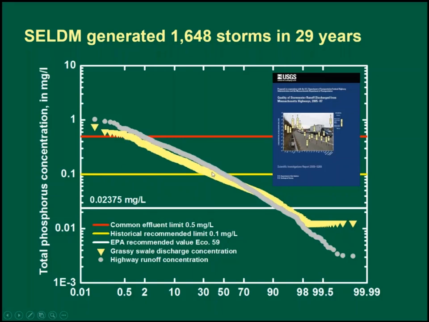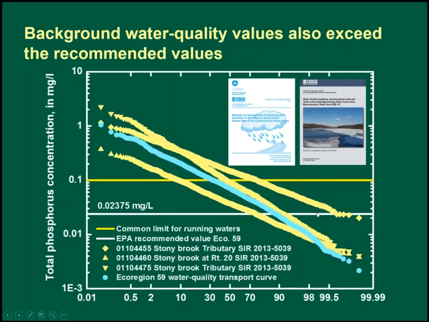And again, when we get to this 0.1 standard, we can see even with a grassy swale, we can't meet that, and we really can't meet that new EPA recommended standard for the receiving waters. So this is kind of the risk-based information that SELDM can provide. So SELDM also generates background water quality. So we have here again total phosphorus concentrations on a log scale and that probability scale.